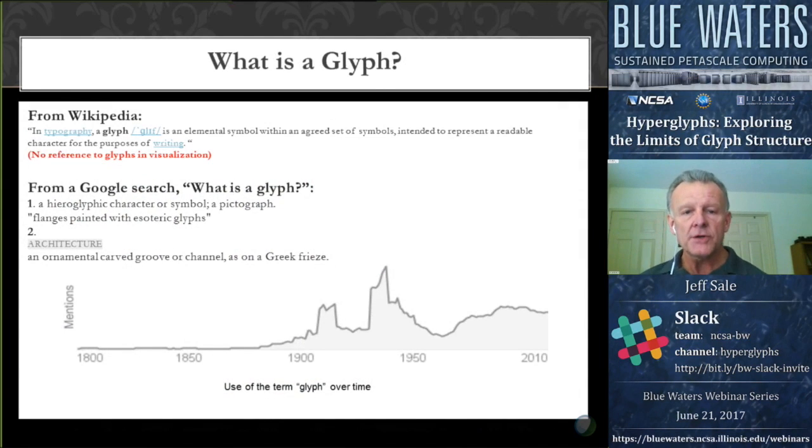But if you do a search for what is a glyph, Wikipedia basically defines it in the context of typography. There is absolutely no reference to glyphs as they're used in visualization. So I was kind of surprised to see that. Also, Google turns up a definition as being a hieroglyphic character or a symbol, a pictograph, or an ornamental carved groove or channel as on a Greek frieze. So still no reference to the term used in visualization. But I thought the graph at the bottom was interesting too, the use of the term glyph over time. There are a couple of peaks in the early and mid 1900s, and then it sort of tapered off.